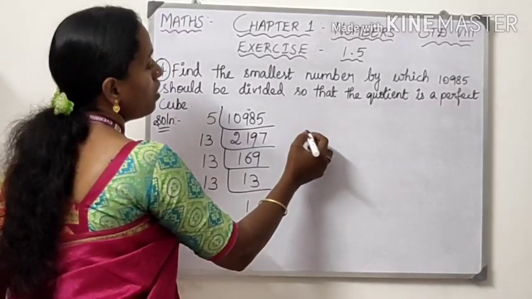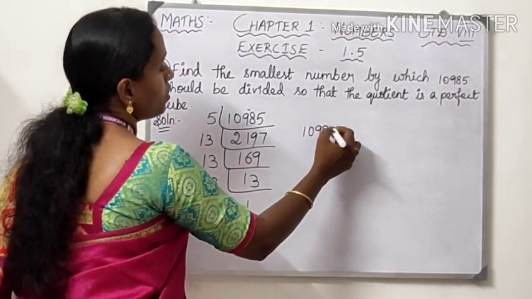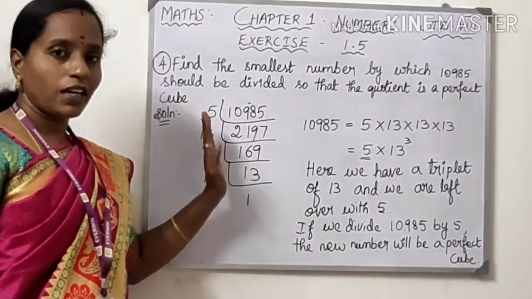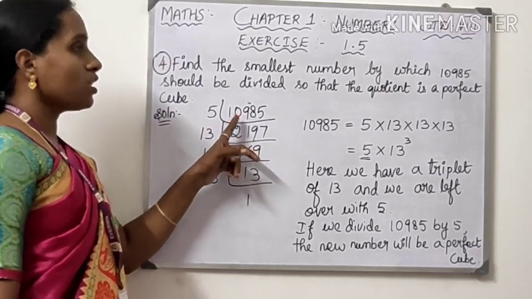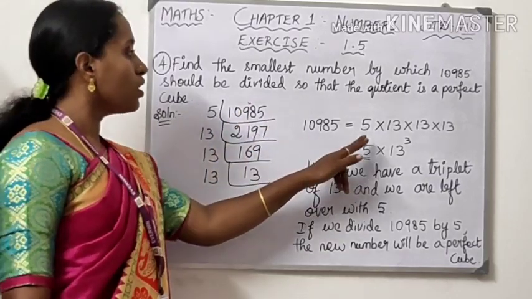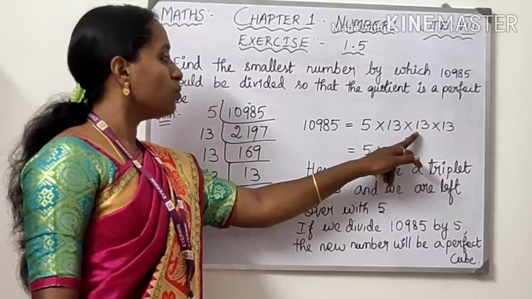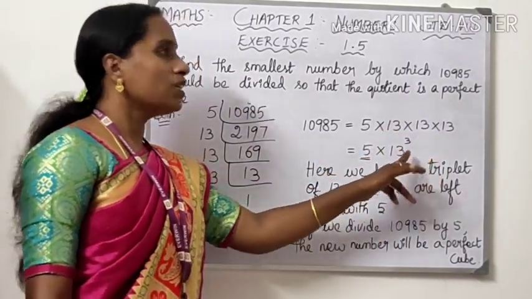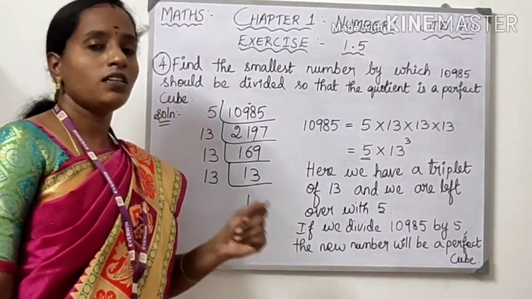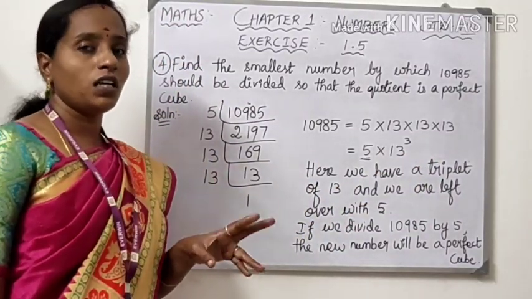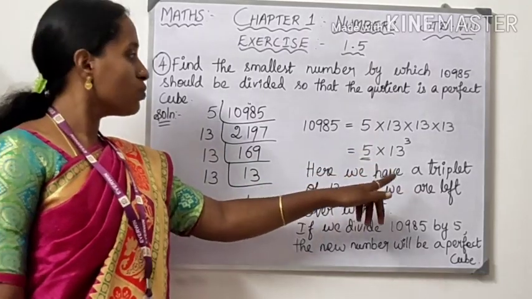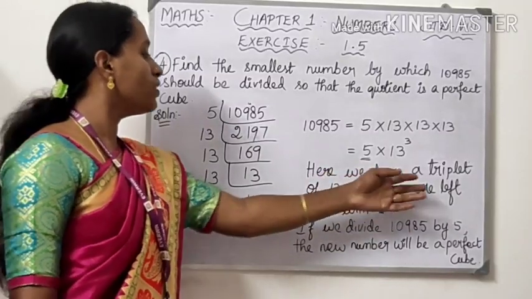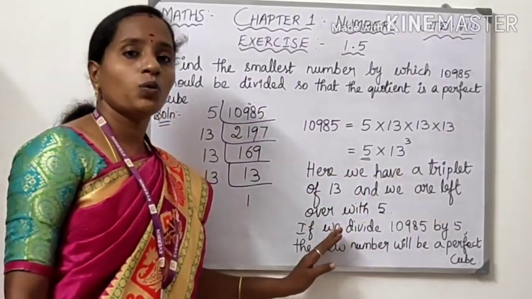Let us write the prime factors whatever we got for this 10,985. So I have written here what are the prime factors we have got for this 10,985. So here 5 into 13 into 13 into 13. So this 13 can be written in the form of a triplet. So already I said a triplet is nothing but a number with the power 3. So here we get a triplet using only 13, but 5 is left over. So you can see here we have a triplet of 13 and we are left over with the 5.